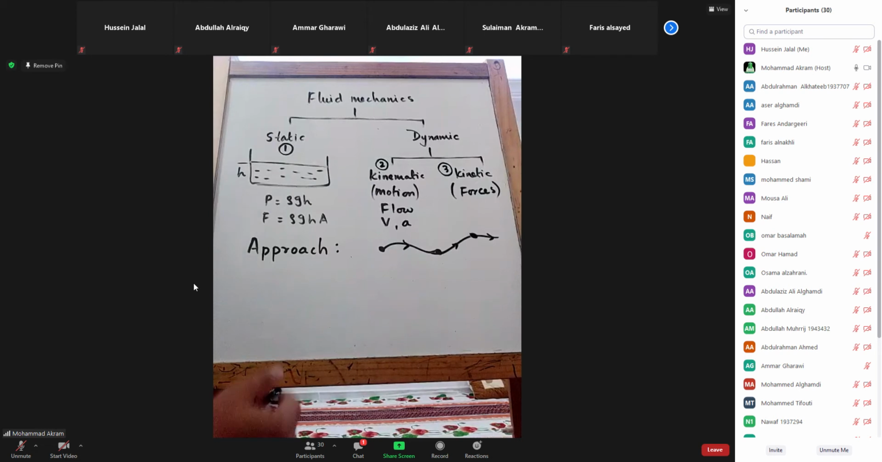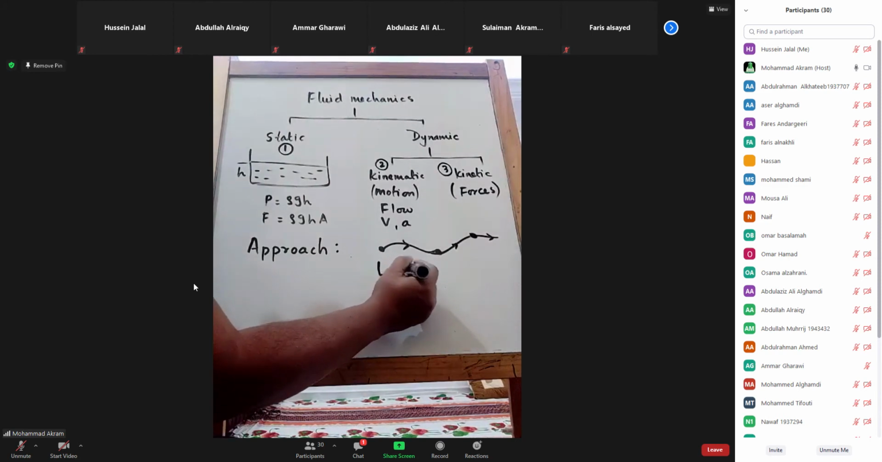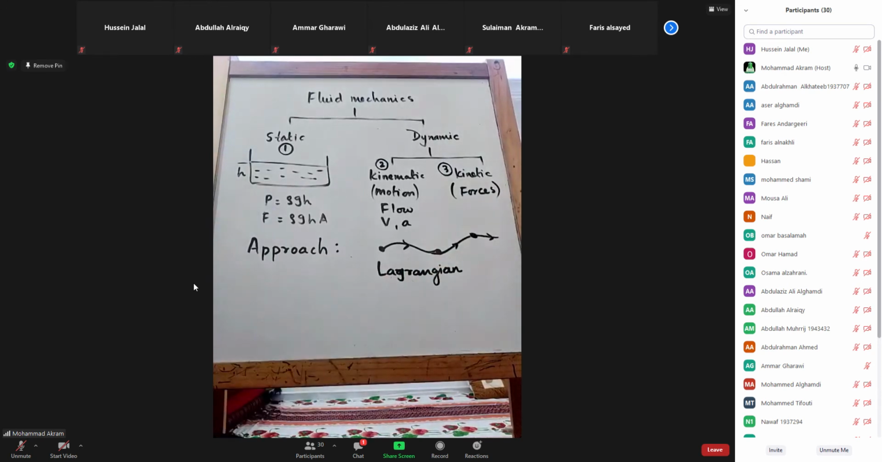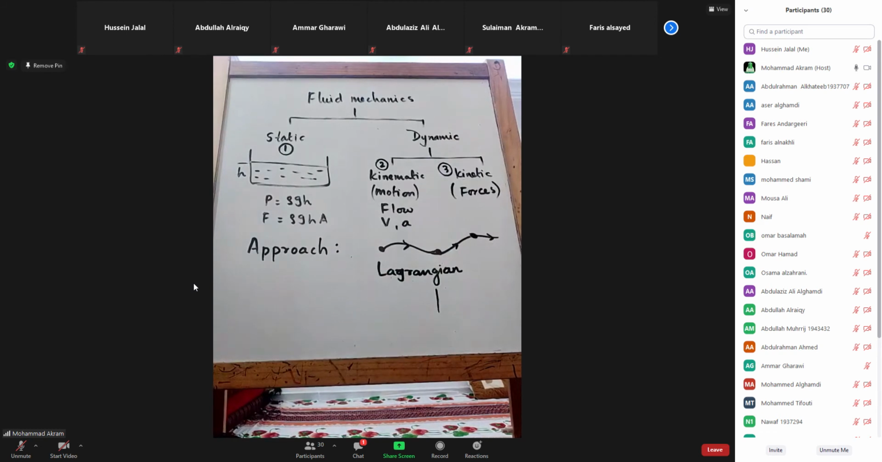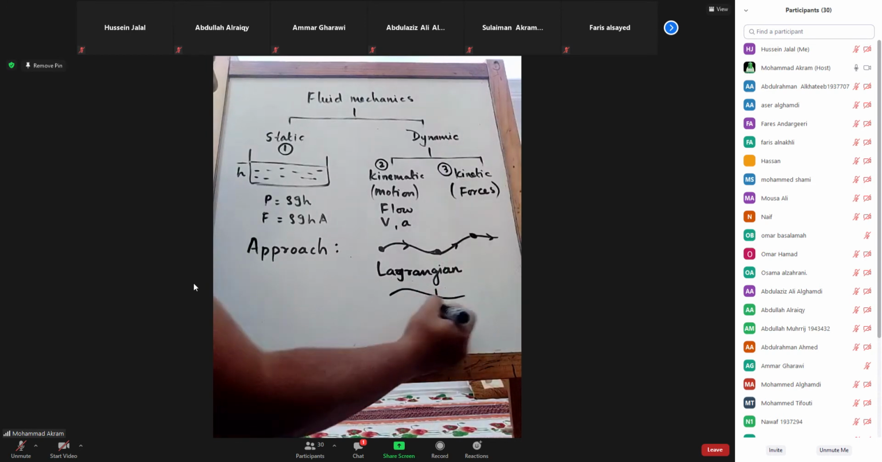So that is called the Lagrangian approach. In the second approach, what you do is fix a position, and see what particles are coming and going inside that.